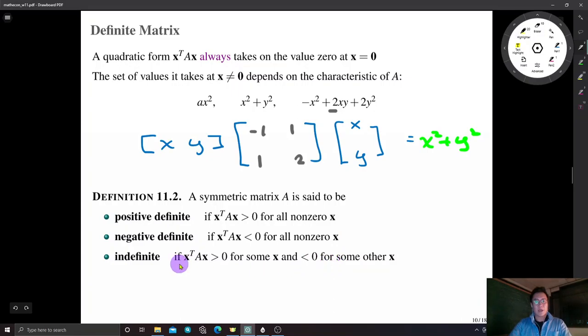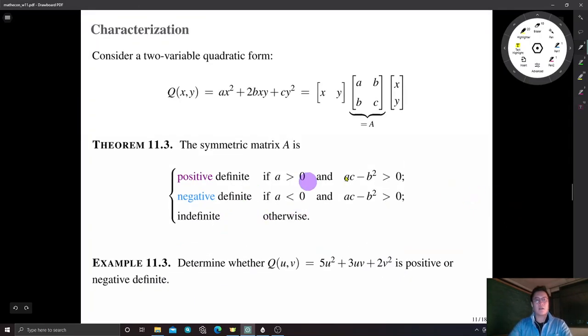And finally, if for some value of some matrices X the quadratic form is positive, and for some other it is negative, we say that the matrix is indefinite. Okay? Indefinite. And now we are looking for conditions under which this symmetric matrix is positive definite, negative definite, or undetermined, indefinite, right? That shows up in the next slide.